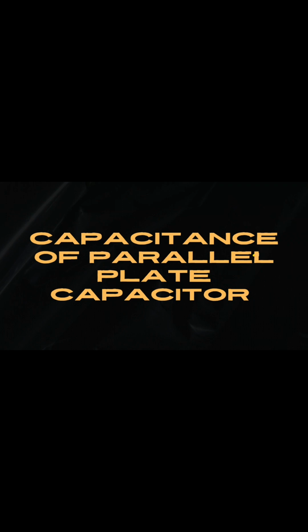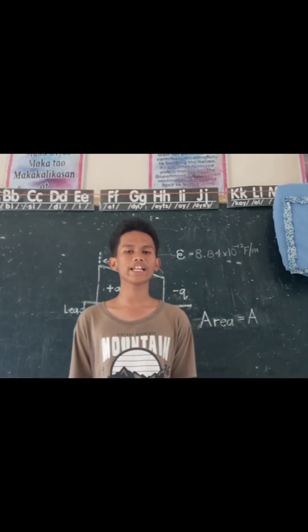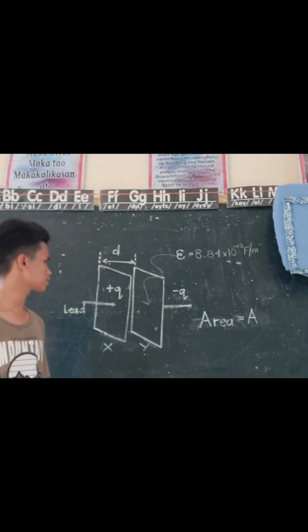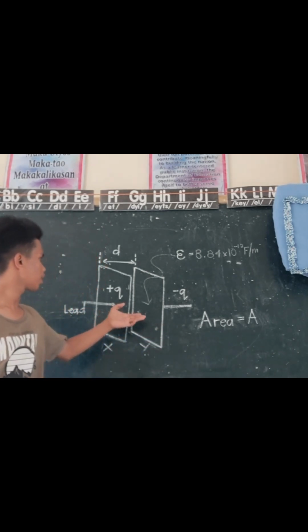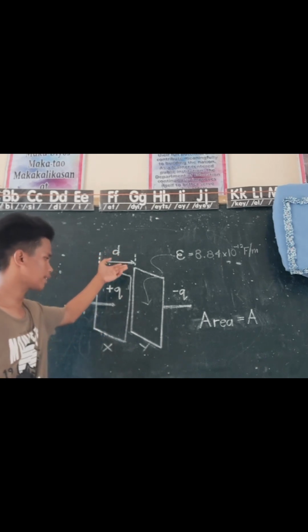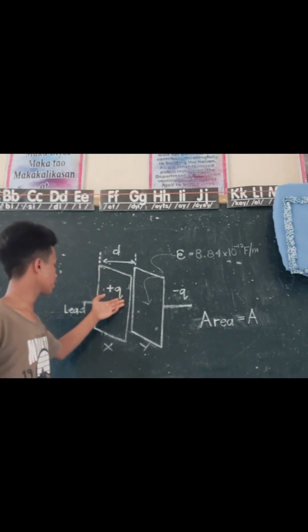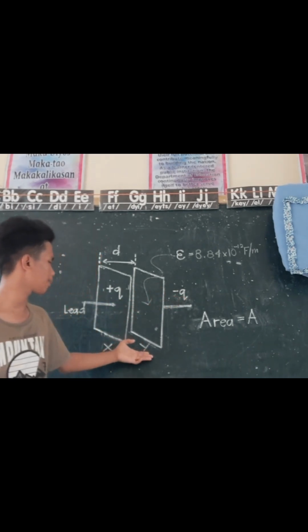Capacitance of a parallel plate capacitor. The parallel plate capacitor consists of parallel conductive plates X and Y, each of area A, separated by distance D. The positive charge Q is given to plate X and the negative charge Q is given to plate Y.